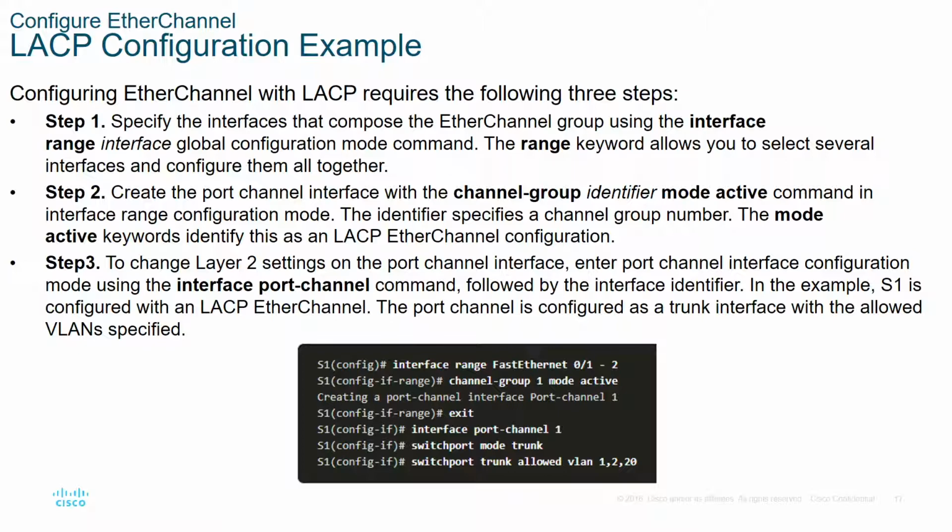So we have on S1, global configuration mode, interface range FastEthernet 0/1 to 2. In the configuration for the interface range, we are creating our channel group. So channel-group 1 mode active, using LACP. We then exit back to global configuration. We then move into interface port-channel 1, which we put into switchport mode trunk, switchport trunk allowed, and we allow VLANs 1, 2, and 20 to go over it.